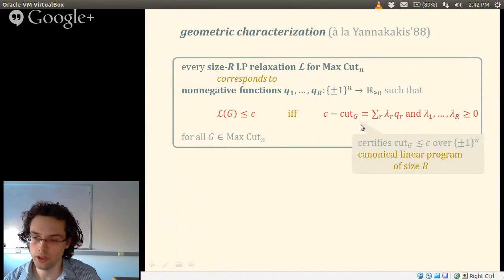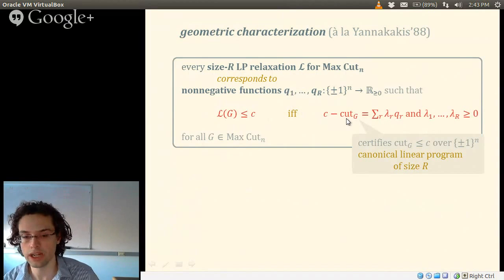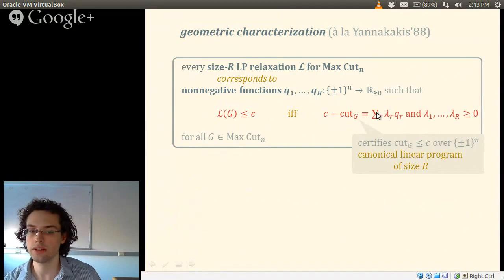So if you can express C minus the cut function of a graph as a non-negative combination of non-negative functions, that means that C minus the cut function of the graph is a non-negative function. And that means that no cut in G has value larger than C. So this representation certifies that the optimal value of the instance is at most C.